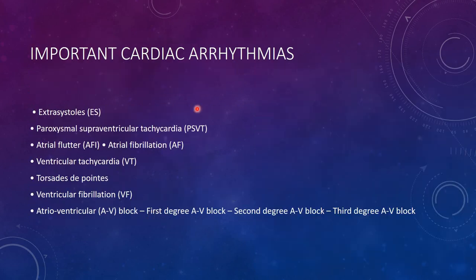Next are the various important cardiac arrhythmias. Here you only have to learn the names: extrasystoles, paroxysmal supraventricular tachycardia, that is PSVT, atrial flutter, atrial fibrillation, ventricular tachycardia, torsades de pointes, ventricular fibrillation, atrioventricular block, that is first degree block, second degree AV block and third degree AV block. These are the different types of cardiac arrhythmias.